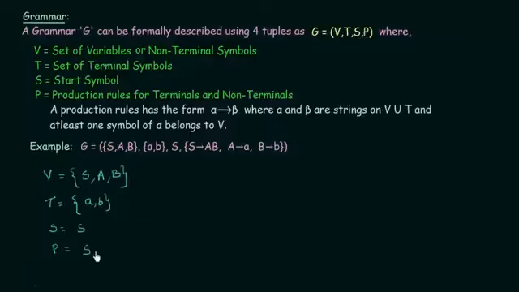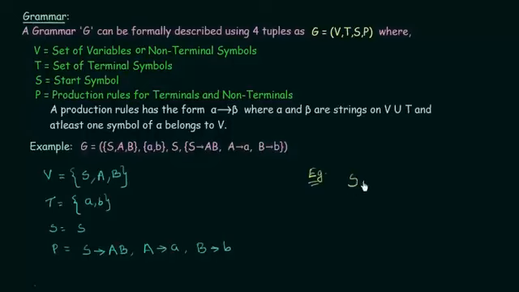So the production rule is given like this: S gives AB, A gives small a, and B gives small b. So this is the production rule of this grammar. Now let us take an example and see some strings that can be formed using this grammar. So we have to look at the production rules over here.